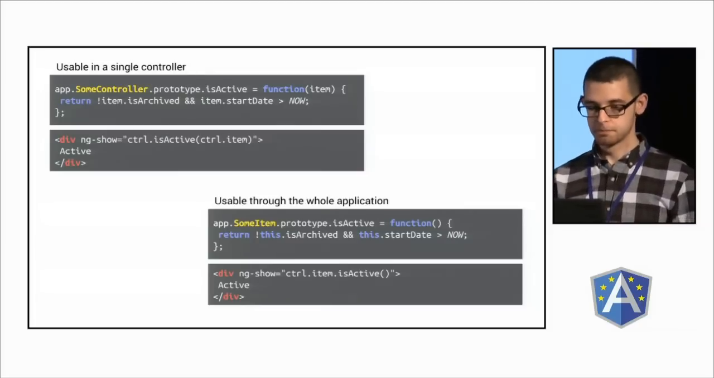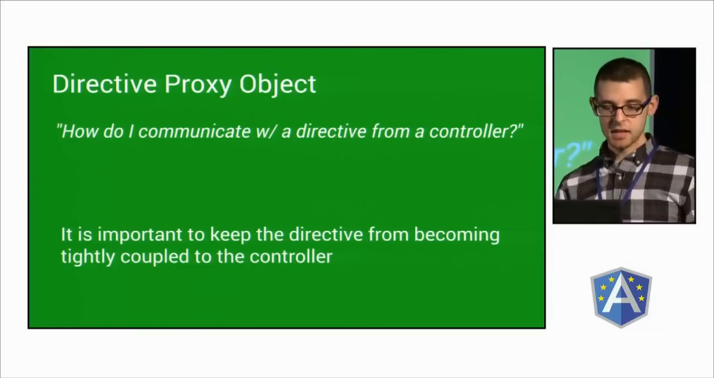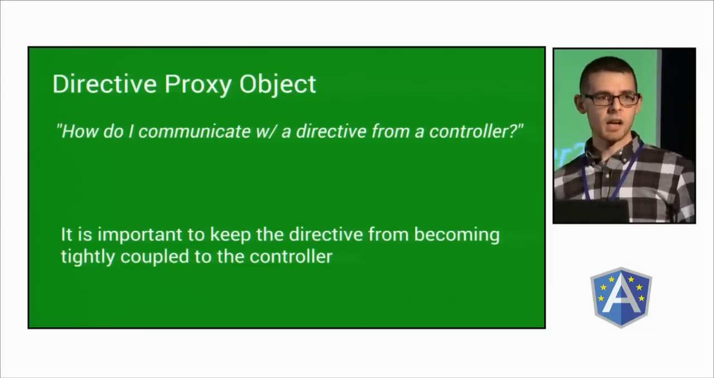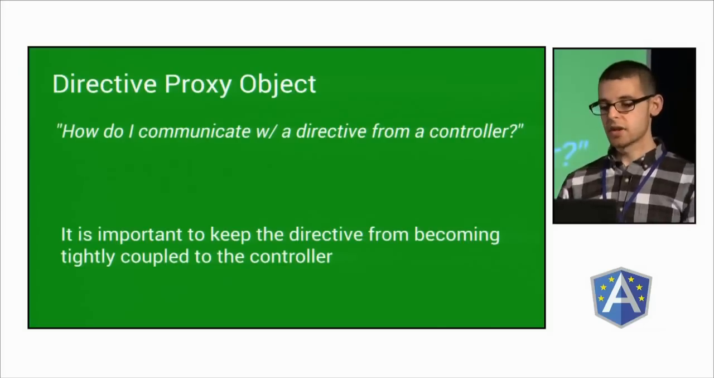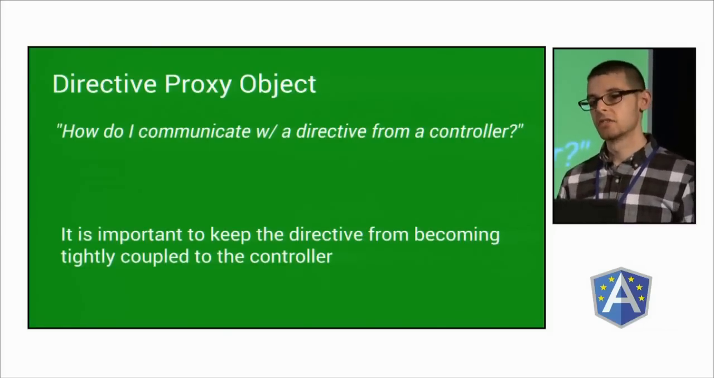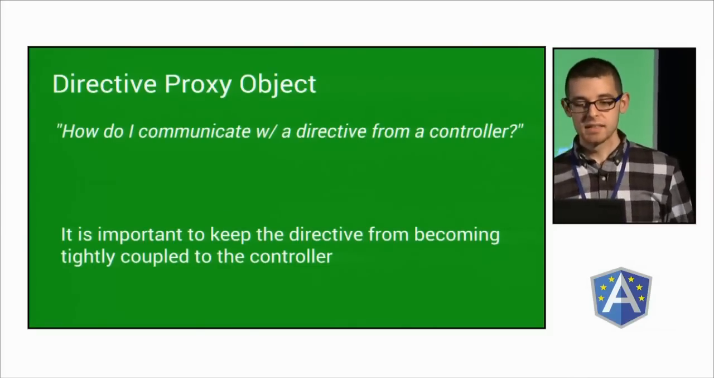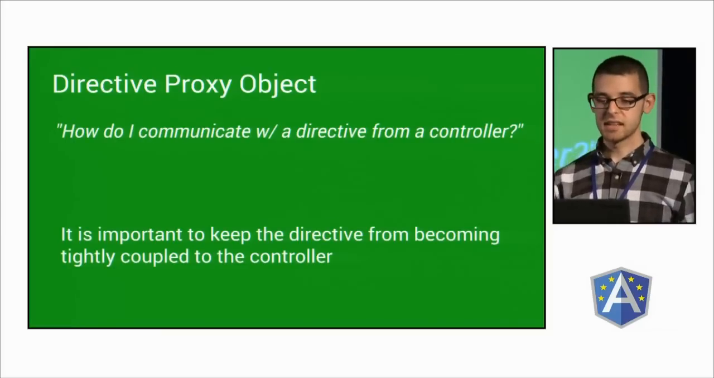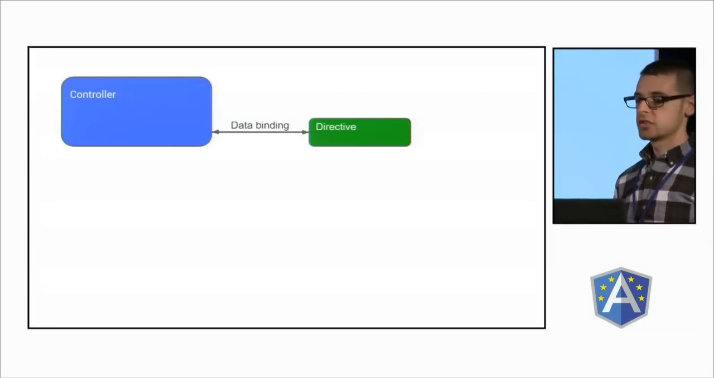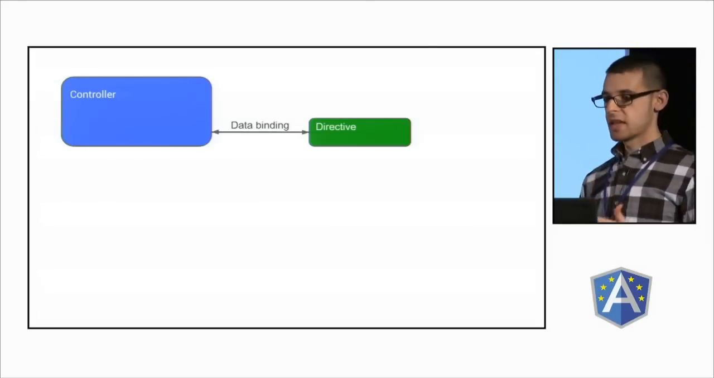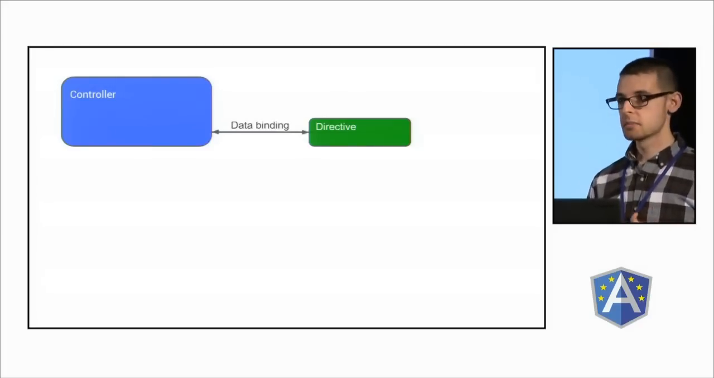Okay. This next idea is something I call a directive proxy object. Another common question, similar to the one I posed earlier, is how do you communicate with a directive from a controller, or how do you drive a directive's behavior from a controller? And when answering this, the most important thing we want to keep in mind is that we want to prevent the directive from becoming tightly coupled to that controller. And so in a normal directive controller situation, you just simply have a controller that is data binding two-way to a directive. So they just have some data that's kept in sync back and forth between them by Angular.